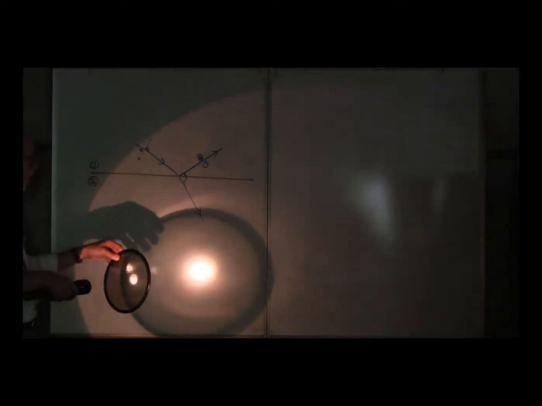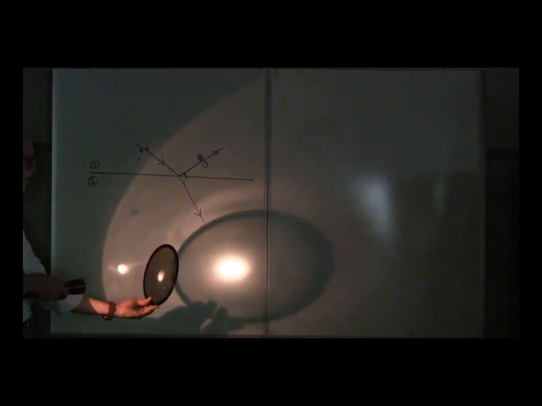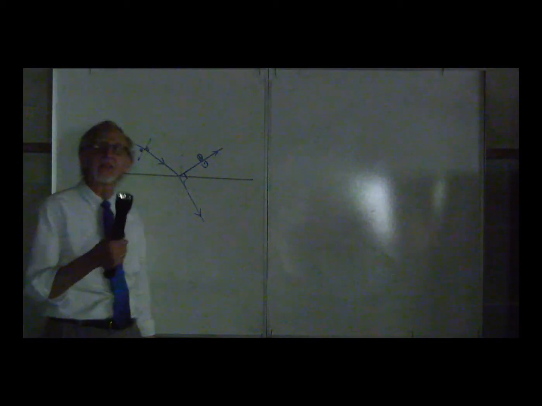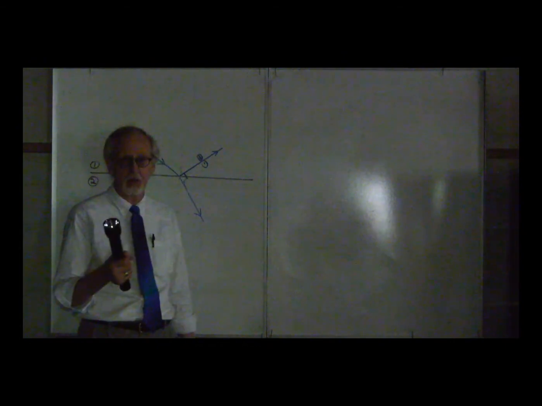However, when I rotate the polarizer, notice nothing happens. The amount of light is still the same regardless of the orientation of the polarizer. What is that telling us? That's telling us that the light initially coming from the flashlight is unpolarized.